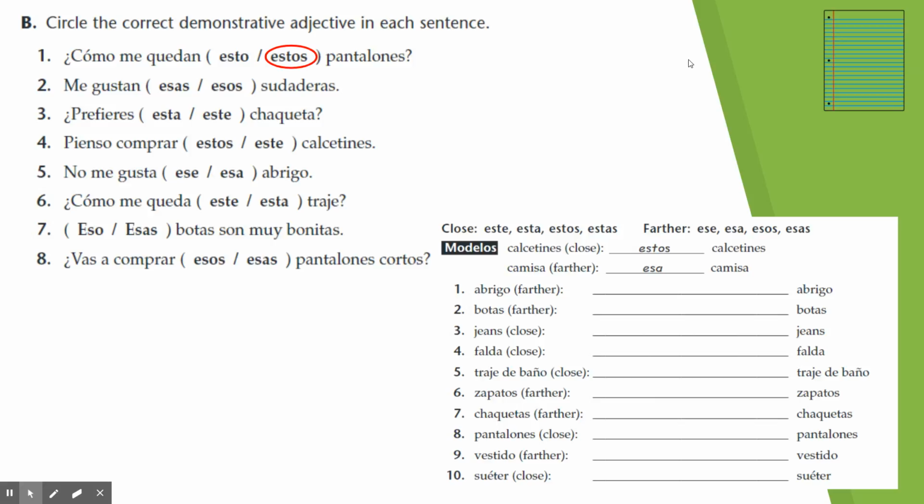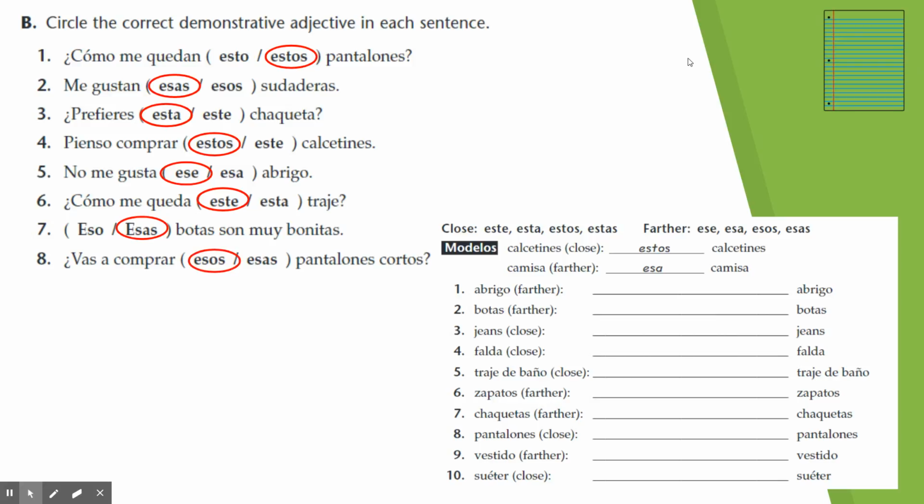For number 1, you should have written estos. For number 2, esas. For number 3, esta. Número 4, estos. Número 5, ese. Número 6, este. Número 7, esas. Número 8, esos.